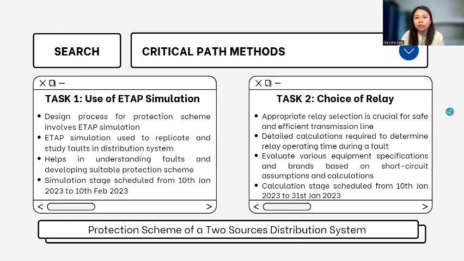And task 2 is choice of relay. Appropriate relay selection is crucial for a safe and efficient transmission line. Detailed calculation is required to determine relay operating time, ROT, during a fault, and then evaluate various equipment specifications and brands based on the short circuit assumption and calculation that we have done. The calculation stage is scheduled from 10th of January until 31st of January, which is 22 days.